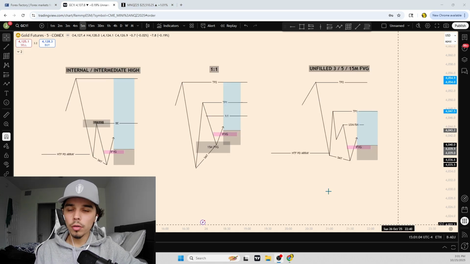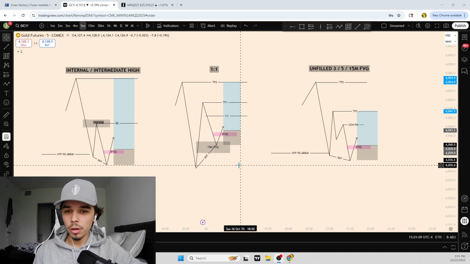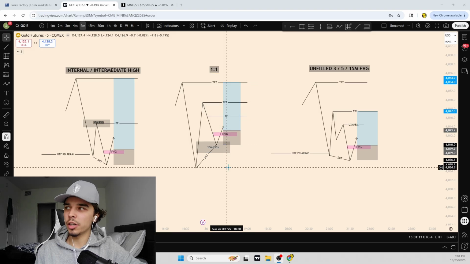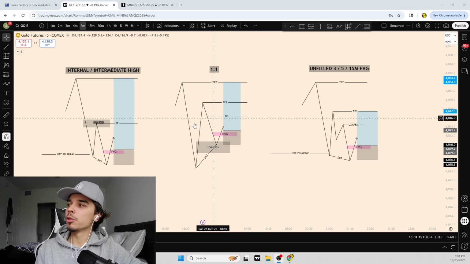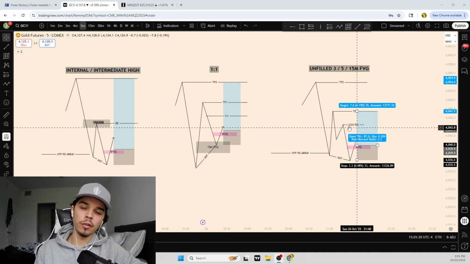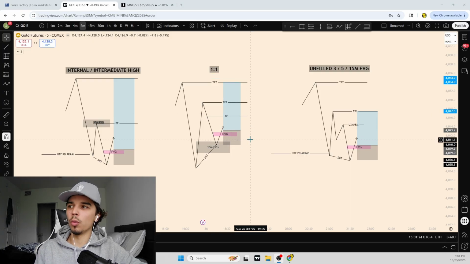All right, so moving on over to this example in the middle, our 1-to-1 example. Not many people trade like this. I like to do it because it's better on my psychology. And like I said, I do trade a low RR high win rate strategy. And this is typically last resort, right? If we don't have any intermediate highs or lows, internal highs or lows, or any unfilled gaps, then this is my last resort. I will just resort to the 1-to-1 break even.